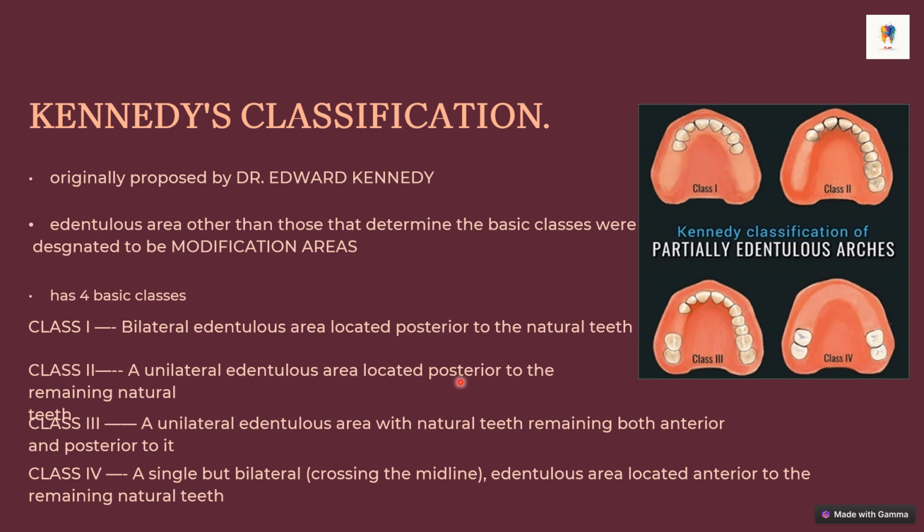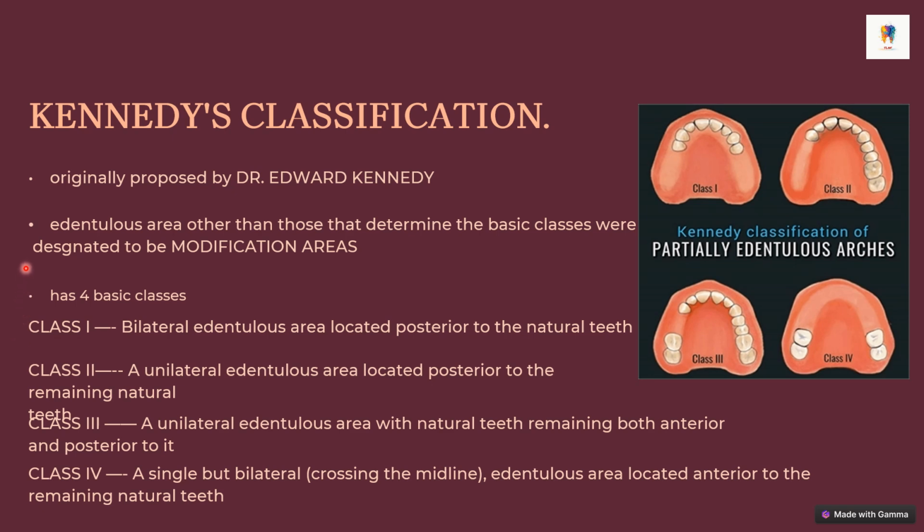Okay, so there are 4 basic classes of Kennedy's classification. Class 1 states that bilateral edentulous area located posterior to the natural teeth. Class 2 states that a unilateral edentulous area located posteriorly to the remaining natural teeth. Class 3 states that a unilateral edentulous area with natural teeth remaining both anterior and posterior to it. And class 4 finally states that a single but bilateral area crossing the midline, okay, edentulous area located anterior to the remaining natural teeth. These are the 4 basic classes of Kennedy's classification.